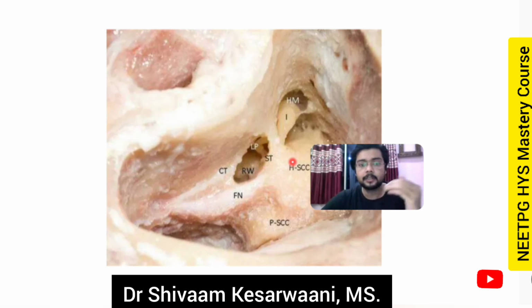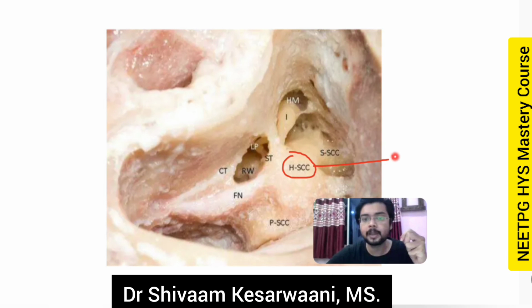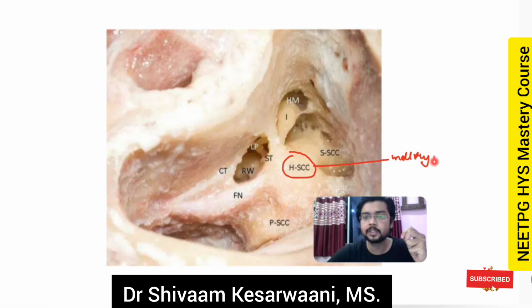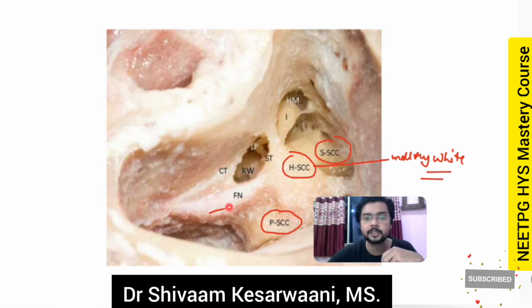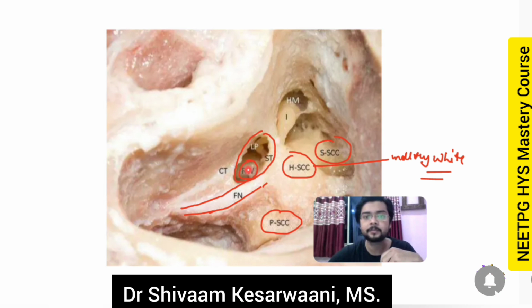Now in a little more detail, you know that this is your lateral semicircular canal or horizontal canal. How are you going to identify it? It will look like Mallory White. So it is just white, Mallory White. On more drilling, you will encounter the superior semicircular canal here and the posterior semicircular canal here. This is your facial nerve, this white segment. Through the posterior tympanotomy, what all can you see? The round window niche, and this is the incus and chorda tympani.